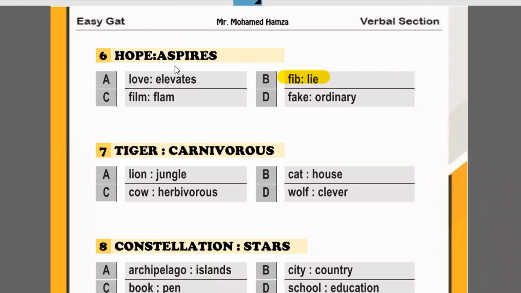Okay, it's a kind of degree. So aspires is stronger than hope. Fib, you can say it's a small lie. You may not be familiar with this word, but fib is a small lie. Also hope and aspires: aspires is stronger, it's from the degree. It's a higher degree of it.